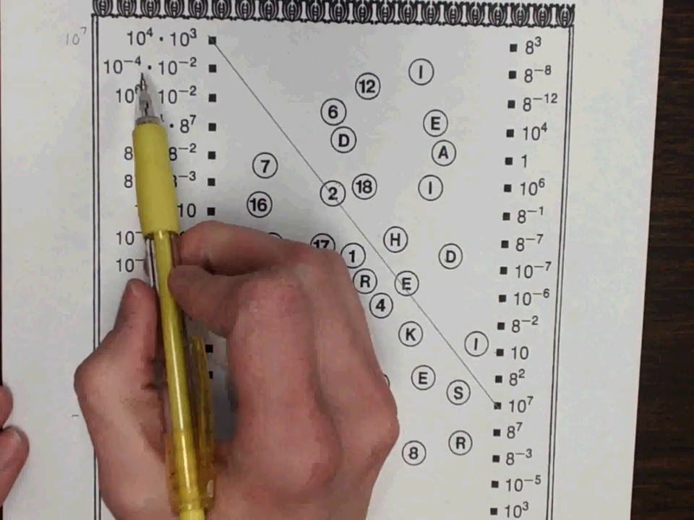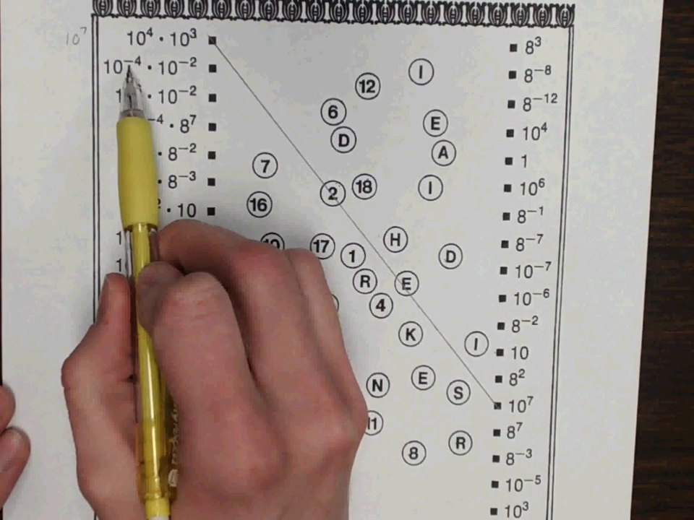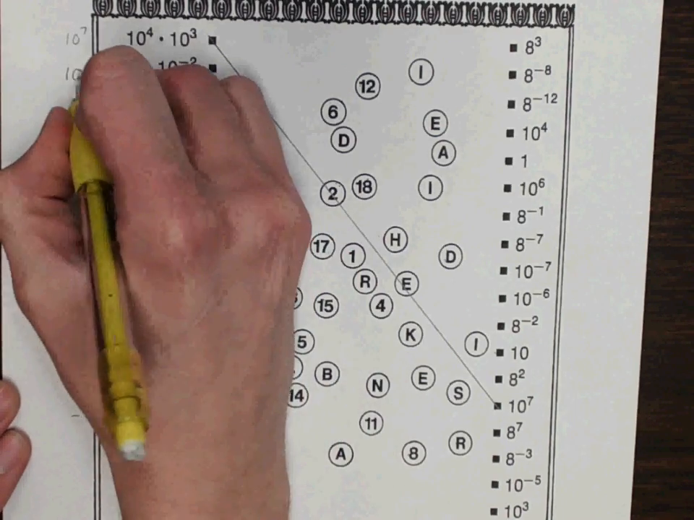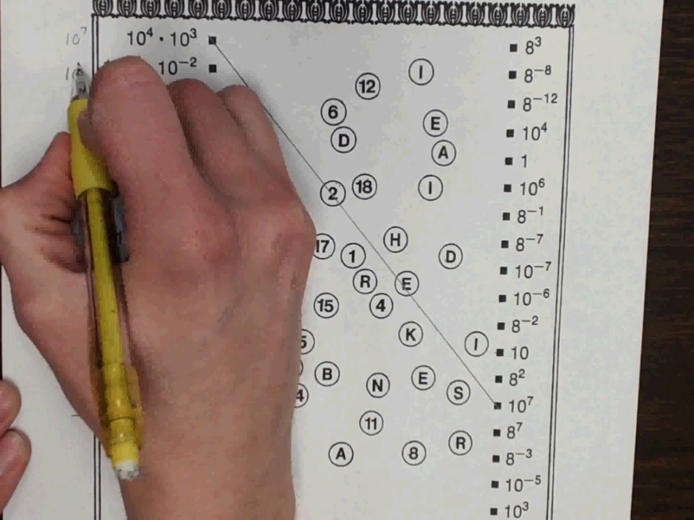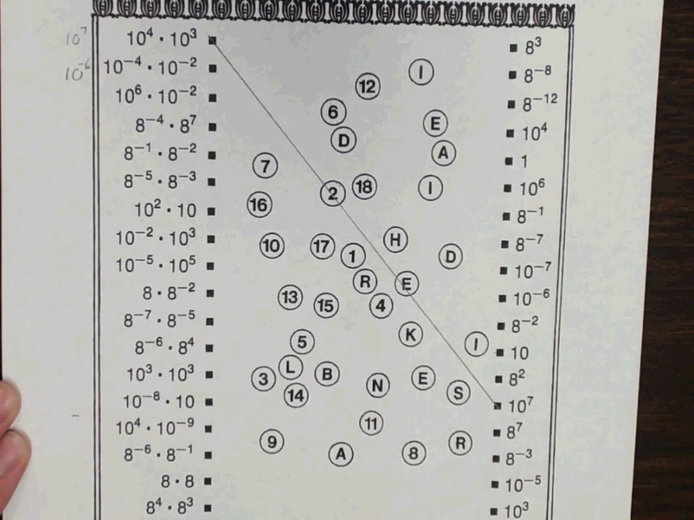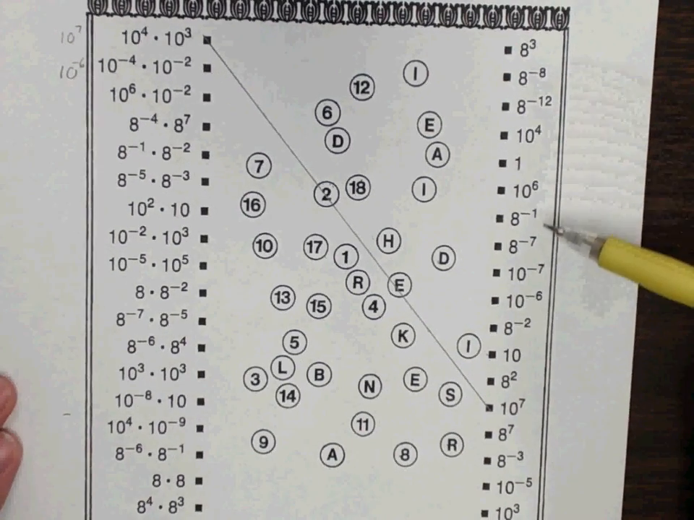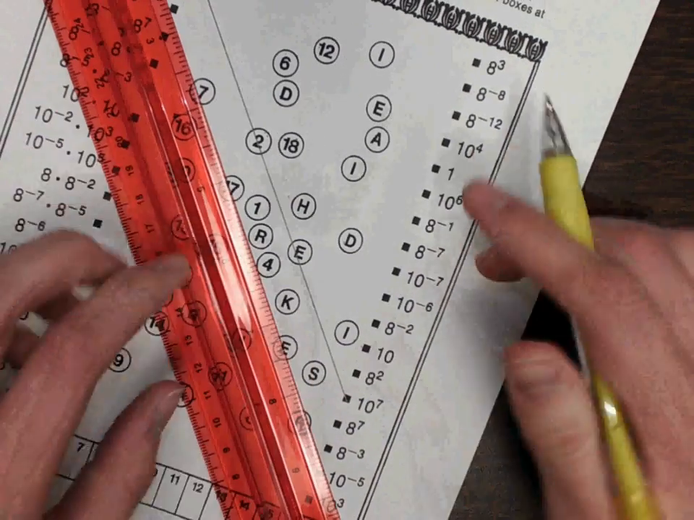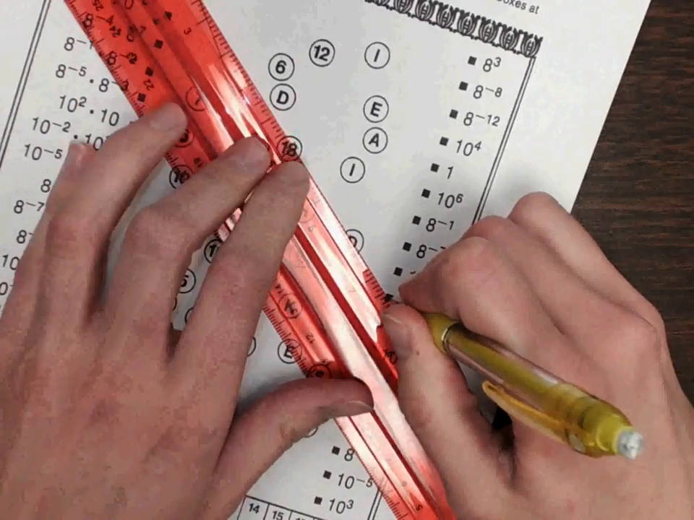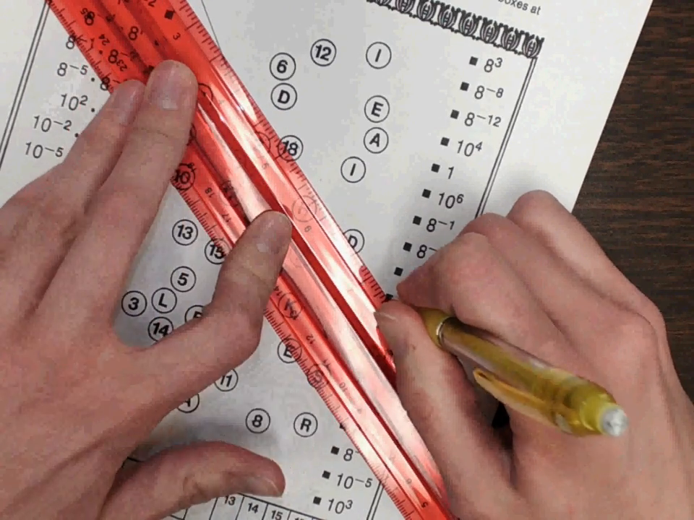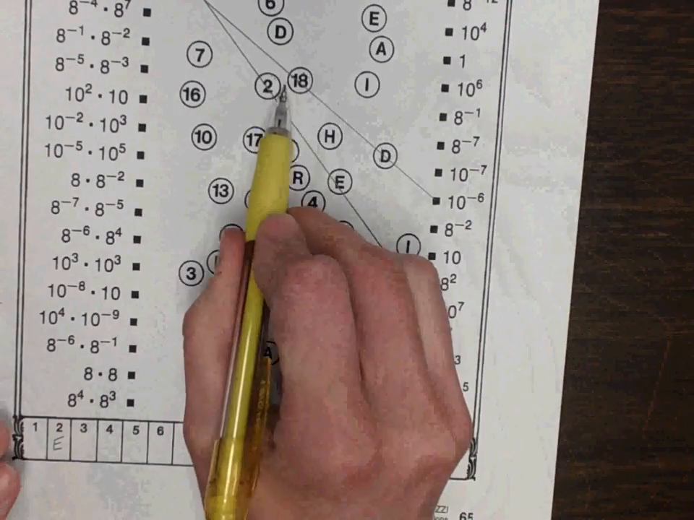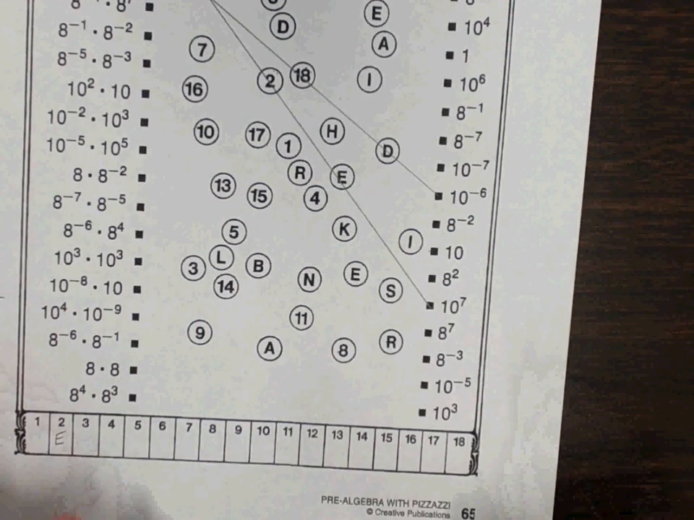Pretty simple. So same base, so I'm going to add these. So I have -4 plus -2. The base is still going to stay the same. And then when I add those things together, I get -6. So over here, I'm looking for 10 to the -6. Oh, here it is. So I'm going to connect this dot to the problem that we started with. So 18, I'm going to write the letter D.